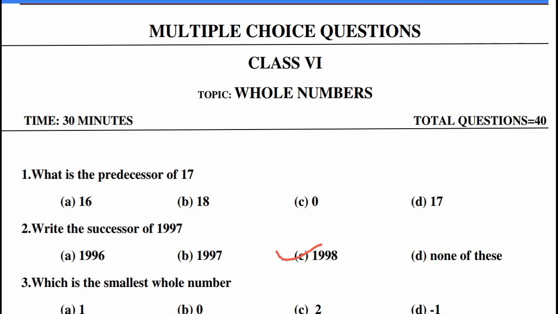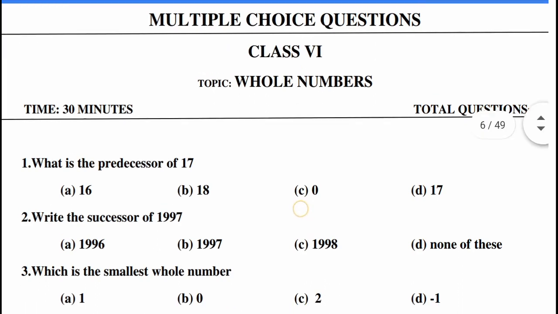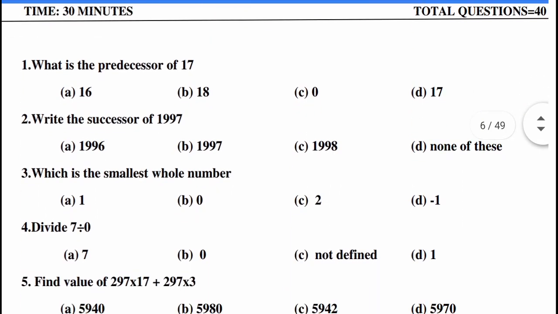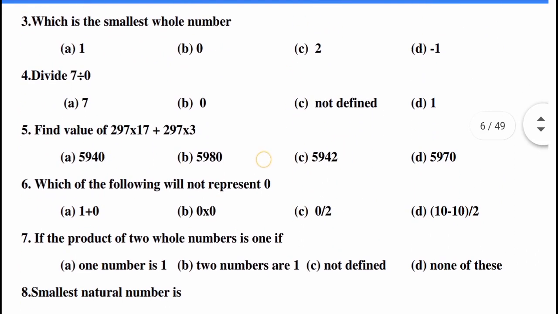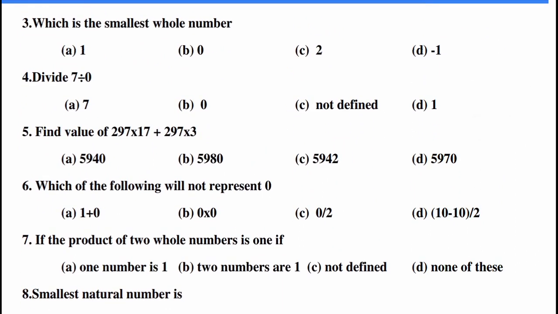Next question is, which is the smallest whole number? So we know that whole numbers start from 0, right? 0, 1, 2, up to infinite are whole numbers. So we can say that the smallest whole number is 0. So answer is B, 0.